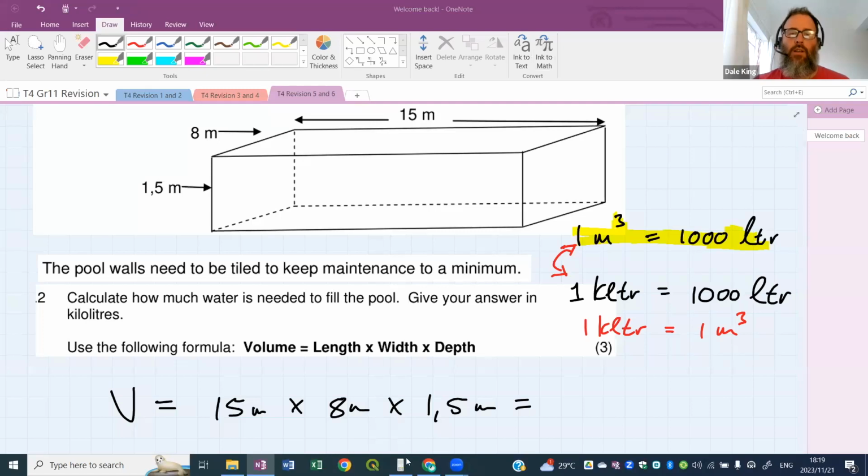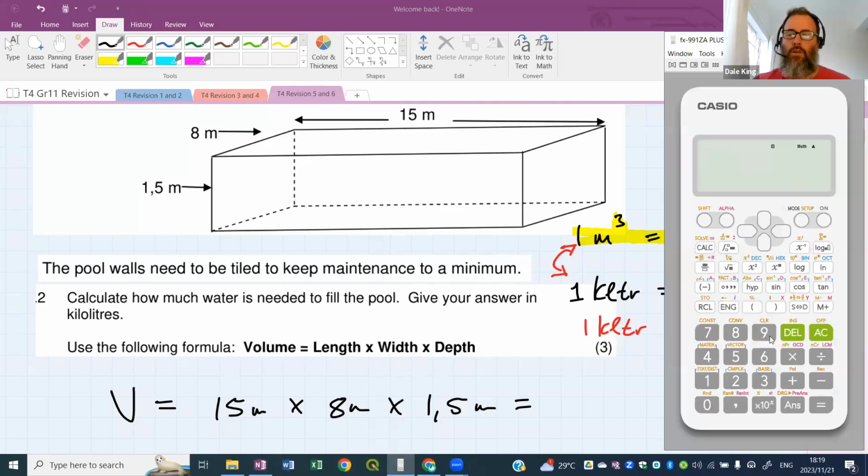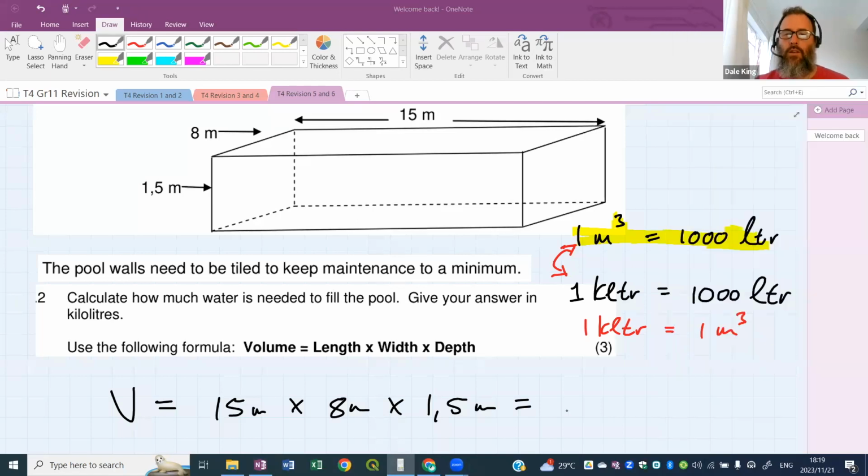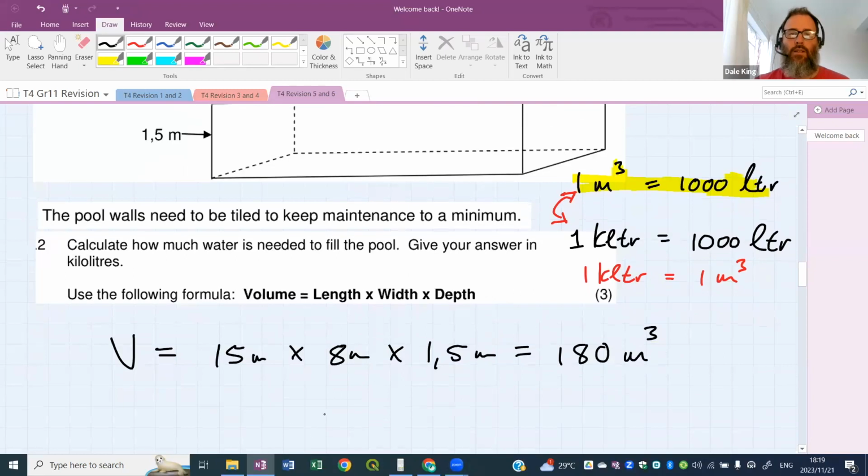180. Sianda. Good job. Well done. 15 times 8 times 1.5. Yes, Sianda. Fastest one. Well done. 180 meters cubed. All right. So how many kiloliters? Well, we know that 1 kiloliter is 1 cubic meter. So therefore, it's 180 kiloliters.